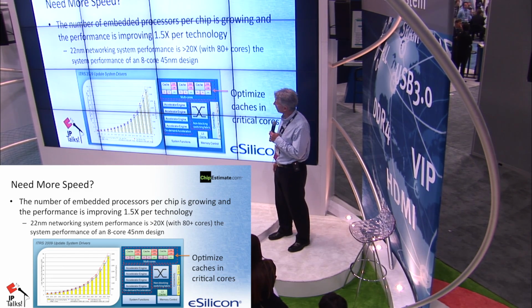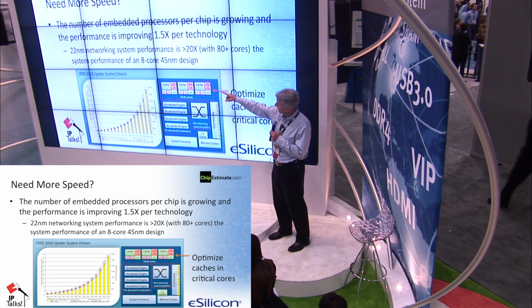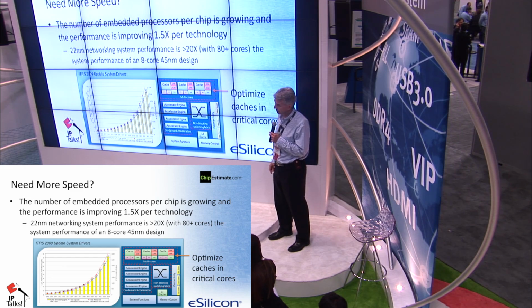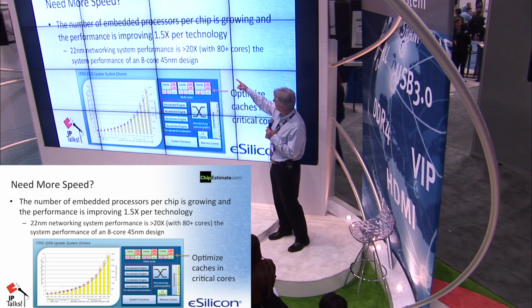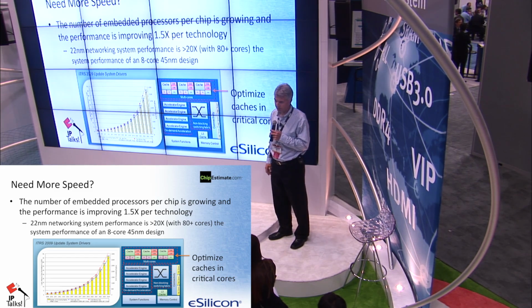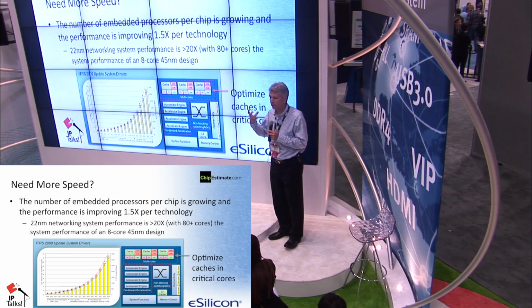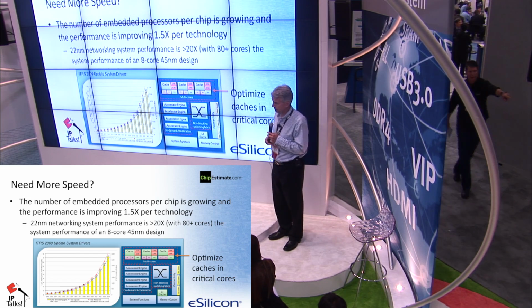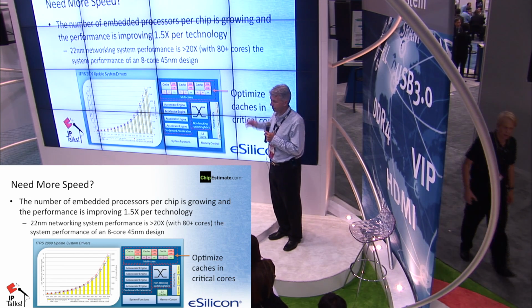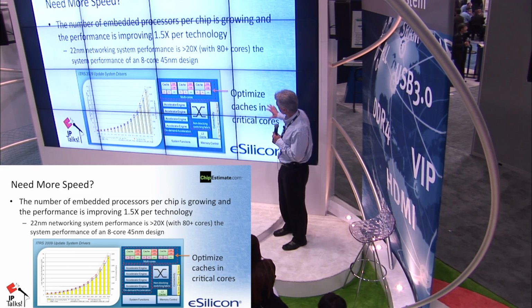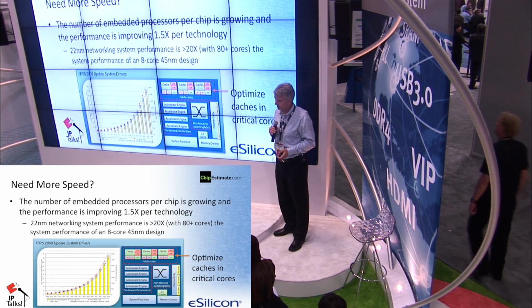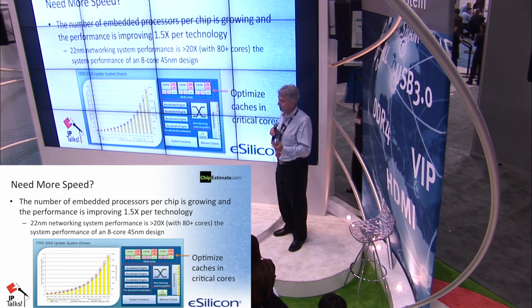What we've seen over time is that as we go down the technology curve, the prediction is that for 22 nanometer networking chips, you'll be looking at something like 80 plus cores. That doesn't mean 80 ARM or MIPS or Intel cores, but these processing elements, there will be a lot of them on there. And so optimizing the caches for these can make a very significant difference in the overall performance that you'll see.